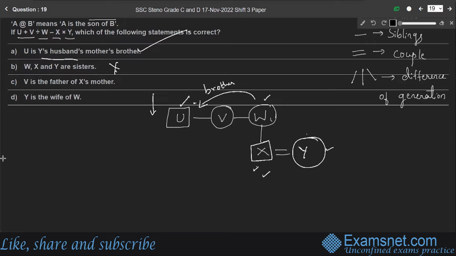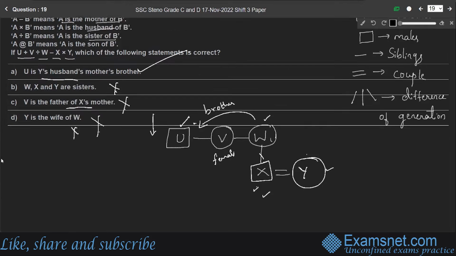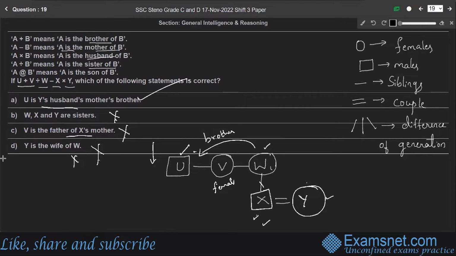So next, V is the father of X's mother. So V is father, no, V is female. We cannot become father of X's mother. Therefore, option C is not the answer. Y is the wife of W, which is also wrong. Y is the wife of X, right? Therefore, for the given question, option A is the right answer.